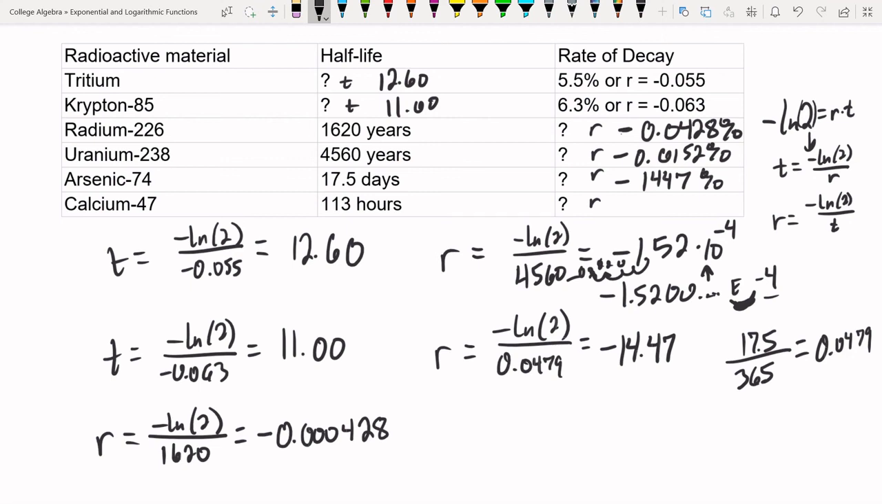113 hours is the same thing. 113 divided by 24 is the same thing as 4.7083333 days. So I'm going to do 4.7083333 over 365 to give me how many years that is. I get 0.01281290.